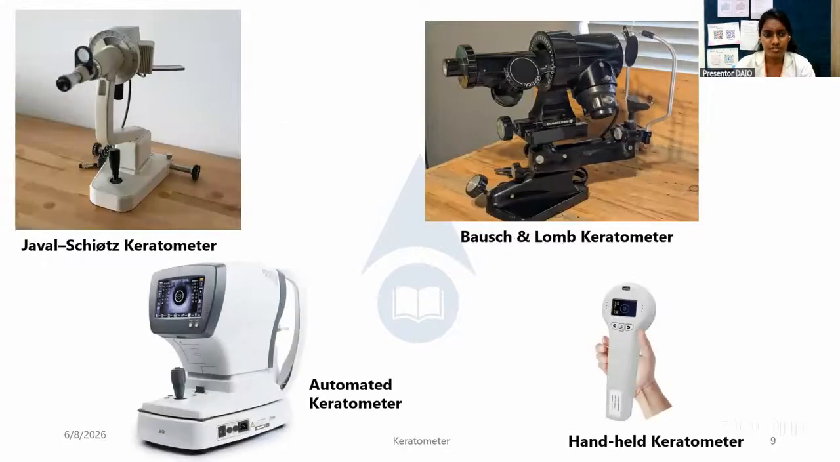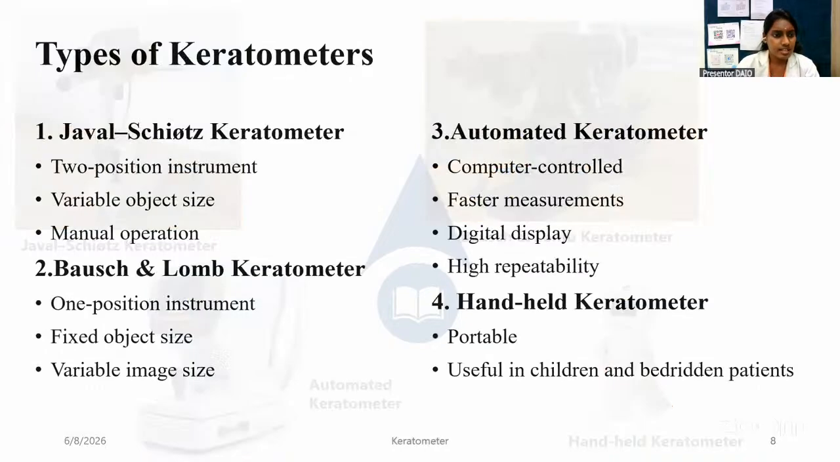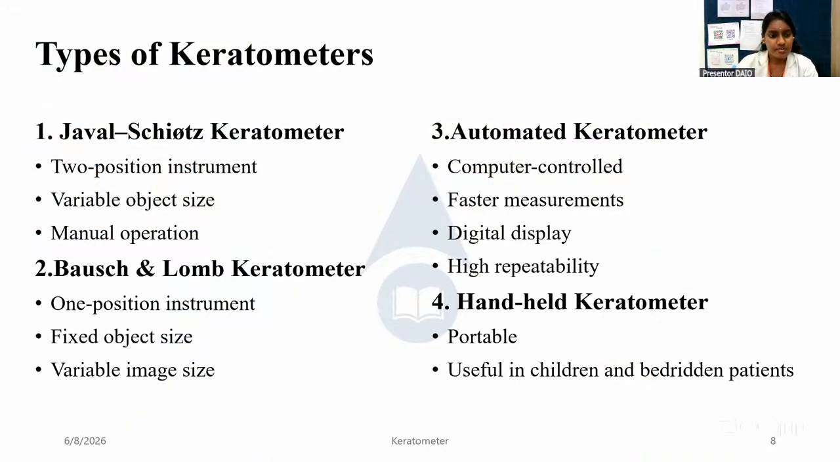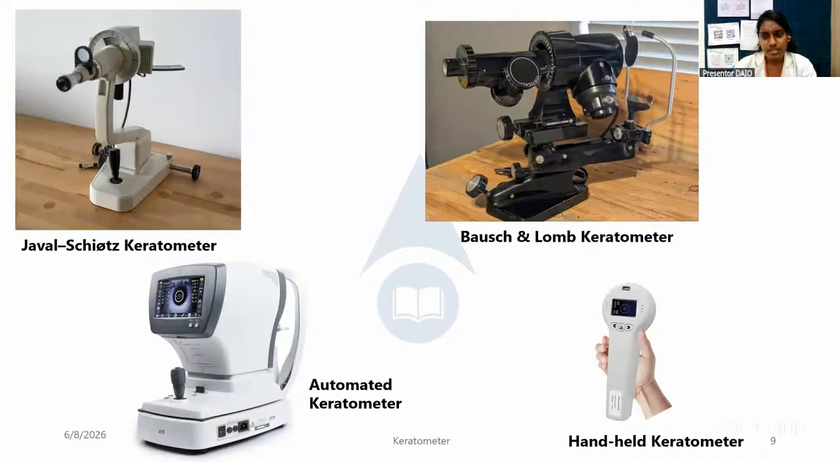These are the four types of keratometer. The first image is a Javal-Schiotz, which is a two-position instrument with variable object size. The second, most commonly used keratometer, is the Bausch and Lomb keratometer. It is a one-position instrument which gives a fixed object size and variable image size. The third image is an automated keratometer, and the fourth image is a handheld keratometer, a portable device.